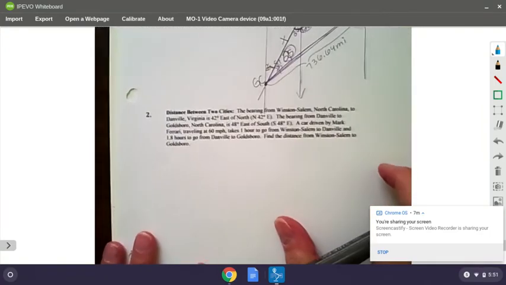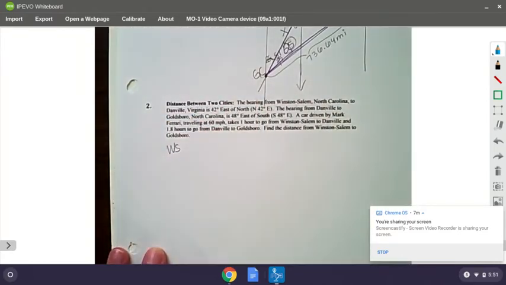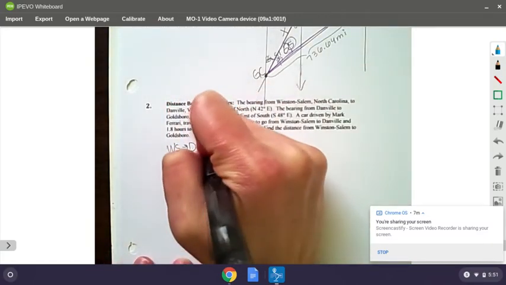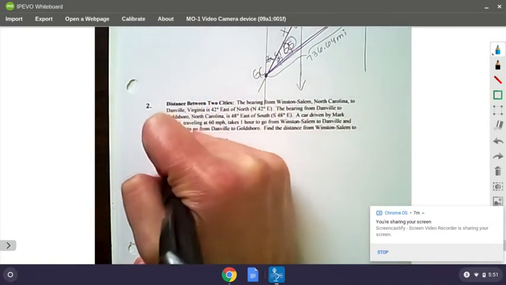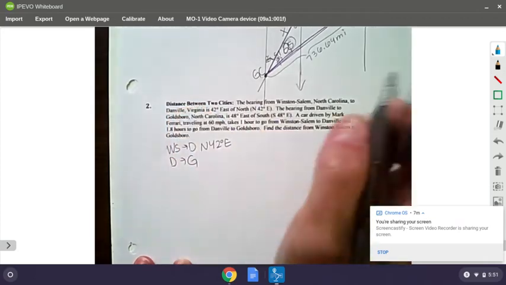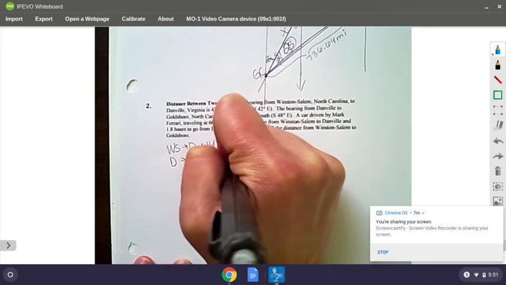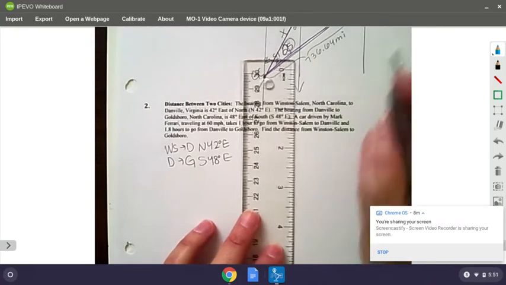Number two, we have some cities. We have three cities. We have Winston-Salem. The first bearing that they give us is Winston-Salem to Danville, and that's 42 degrees east of north. Then we have Danville to Goldsboro, which is 48 degrees east of south. And that's it. Then they give us how far the person's driving, Mark Ferrari. So I like to deal with that later. Let's just draw the picture.